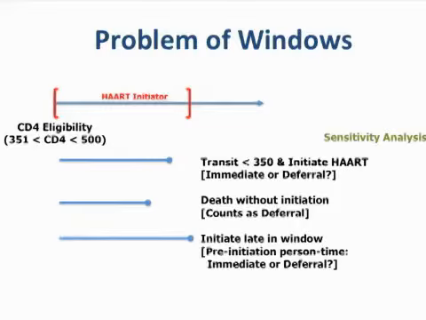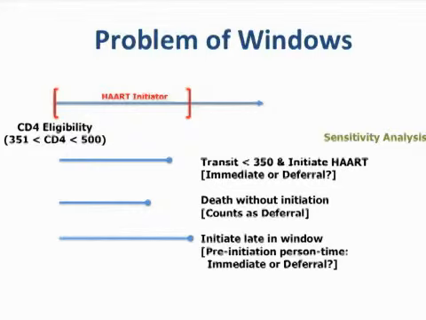So one complication, again, the complication that comes up because we're not doing a trial is the fact that we have to use these windows and things can happen. People can do things that are not according to the protocol, right? There can be people who, in this particular window, are going along, they don't initiate, but then they fall below 350 in this window and then initiate HAART. How do we define those people? Are those people in the immediate group, or are they in the deferral group?